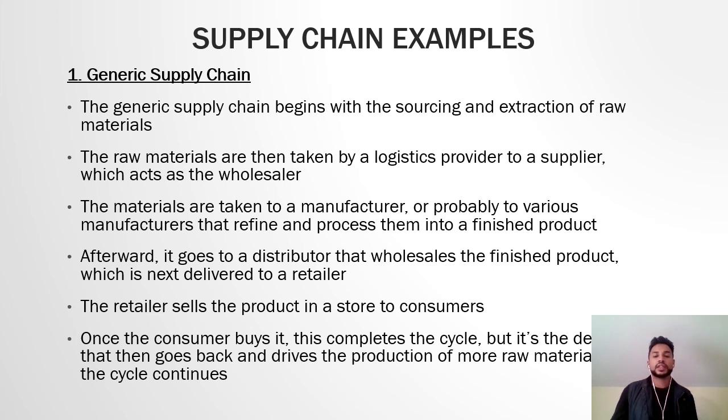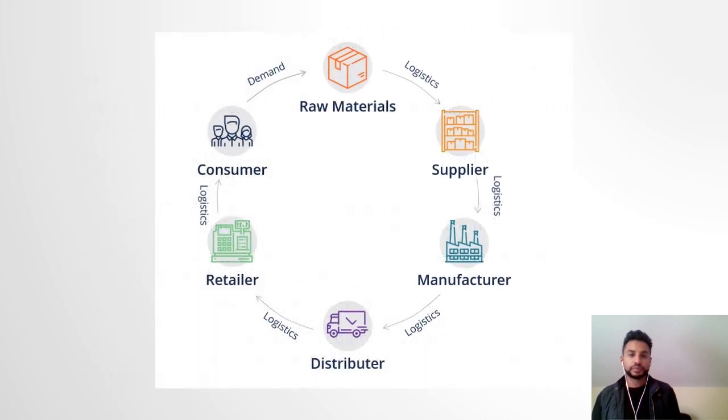The supplier acts as a wholesaler who tries to sell it. The materials are taken to a manufacturer, or probably to various manufacturers, that refine and process them into a finished product. Then it goes to a distributor that wholesales a finished product, which is next delivered to a retailer. The retailer sells the product to consumer stores, and then once the consumer buys it, this completes the cycle. Okay, that's a generic supply chain.